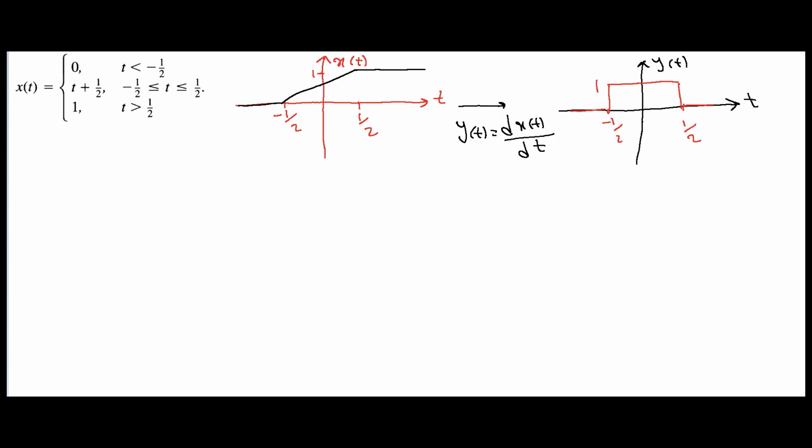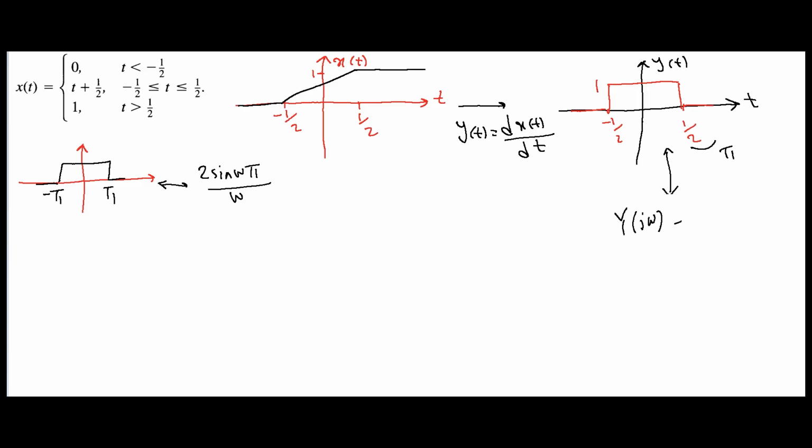Now recall an important Fourier transform pair. A rectangular pulse from minus T1 to T1 has Fourier transform 2 sin(ωT1)/ω. Here T1 equals 1/2. Therefore Y(jω) equals 2 sin(ω/2)/ω.